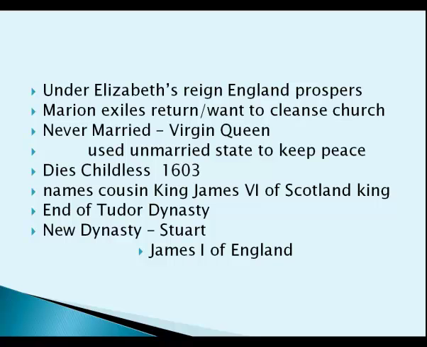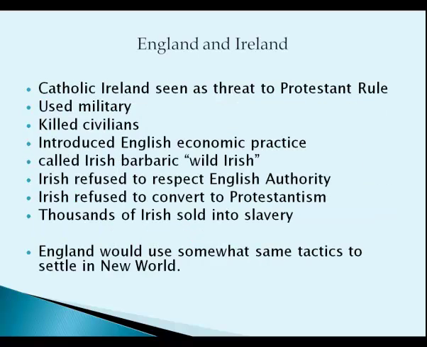She dies childless in 1603 and has to name somebody, so she names her distant cousin, King James VI of Scotland, king. Ends the Tudor dynasty and starts another dynasty called the Stuart dynasty. So James VI of Scotland becomes James I of England. And just for FYI, James I of England, or James VI of Scotland, was Mary, Queen of Scots' son, and we won't want to go down that road.